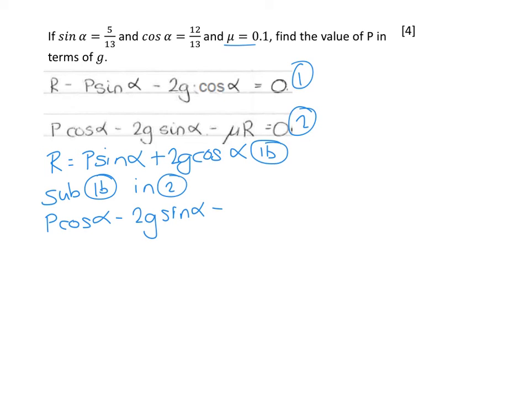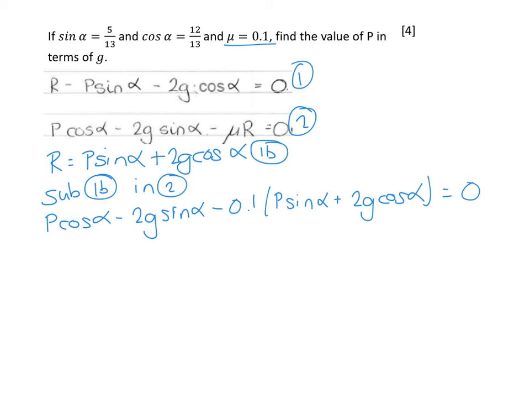So we're going to have p cos alpha minus 2g sine alpha minus, we're given that the value of mu is 0.1. So 0.1 brackets, subbing in that 1b, p sine alpha plus 2g cos alpha. And that's all equal to 0. If we're trying to make p the subject, we're going to need to collect together all the terms involving p and move to the other side all the terms not involving p.